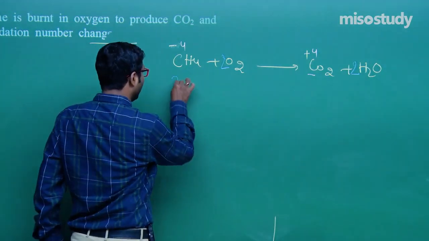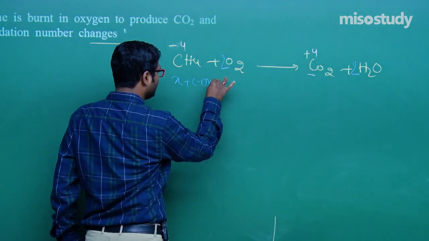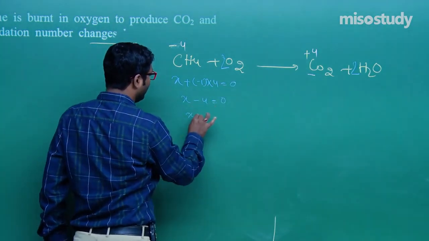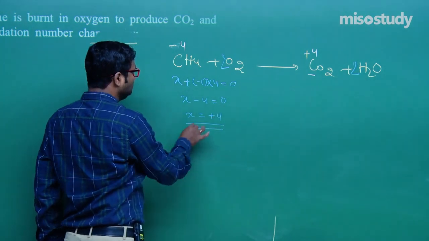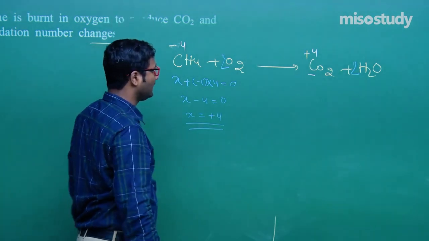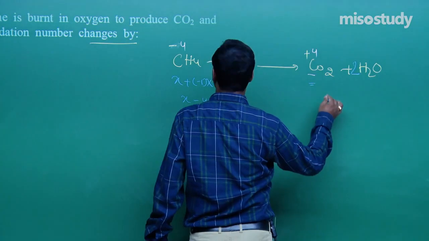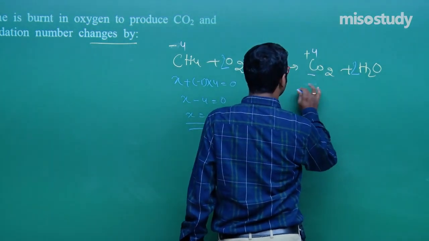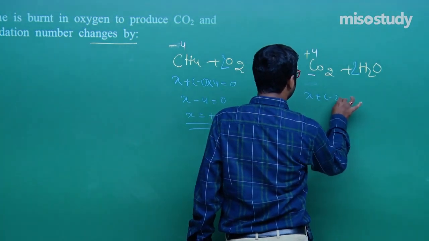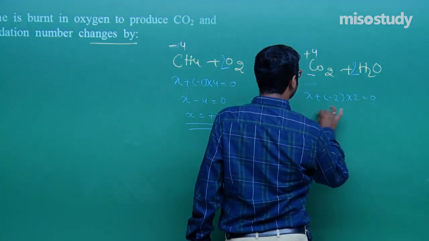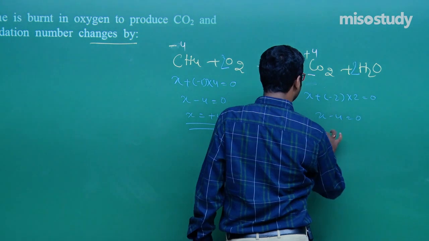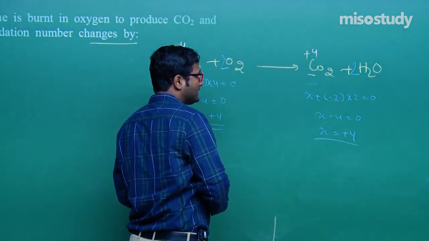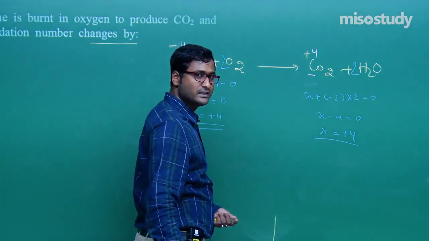Check out, x plus (-1) into 4 is equal to 0, x minus 4 is equal to 0, x is equal to +4. And in this case, to produce CO2, that is x minus 2 into 2, that is x minus 4 is equal to 0, x is equal to +4. Clear to you? Carbon is in -4 or +4 oxidation state.